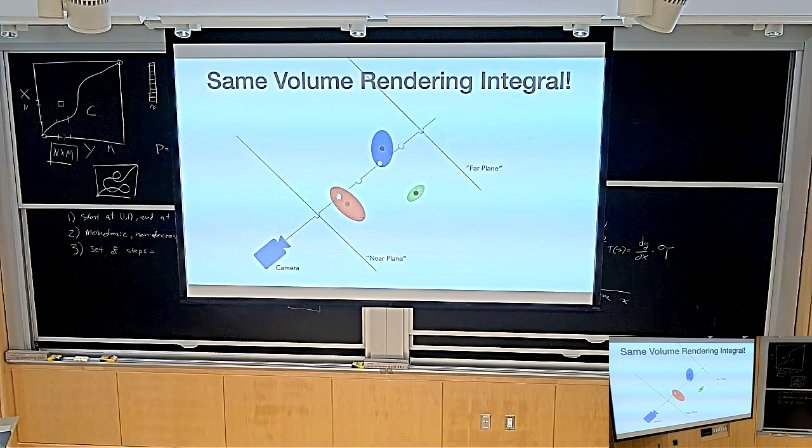What's the obvious answer? Well, you have the same scene representation, so you're going to render it with the same integral. Clearly you're parameterizing the same function, so clearly you can use the same volume rendering integral. And that is indeed correct. You could absolutely run the same volume rendering integral that we did before for NeRFs. So you shoot a ray, define a near and far plane, sample points along the ray, and then compute this integral. That would absolutely and totally work.